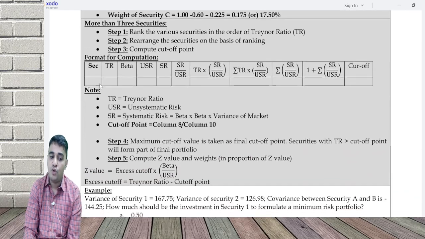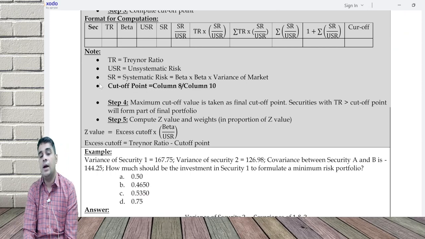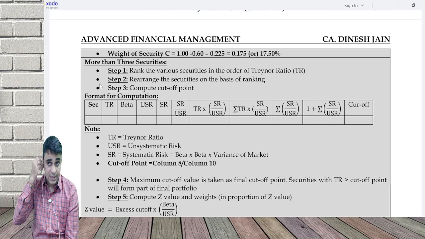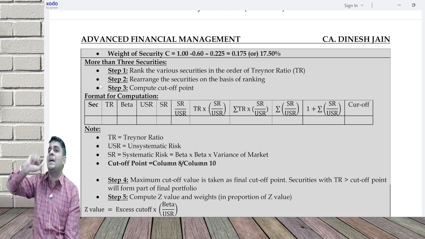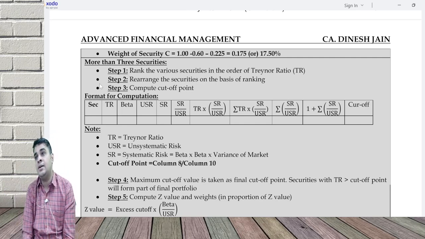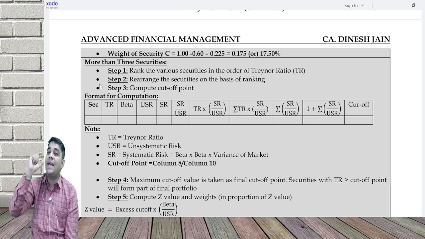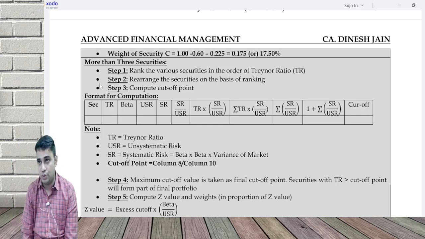The last part is more than 3 securities, which I am not going to get into solving. I have a video on that. The concept basically says, this is just a brief explanation. First calculate something called the Treynor ratio. What is the Treynor ratio? It is how much extra return you are generating as compared to the beta. The model is called the Sharpe model, but we calculate the Treynor ratio and arrange the securities in the order of Treynor ratio.